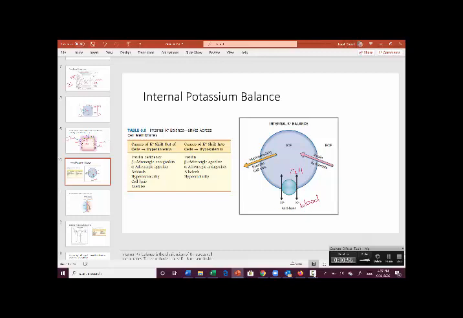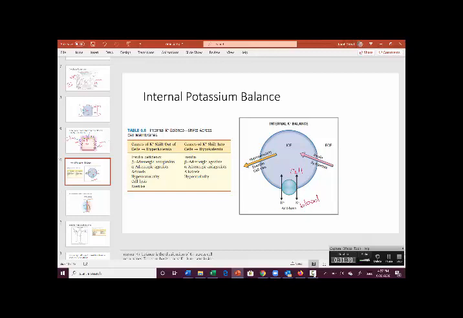A shift of potassium out of cells produces an increase in the blood potassium concentration called hyperkalemia. A shift of potassium into cells produces a decrease in the blood potassium concentration, called hypokalemia. The table here is telling you factors that can cause potassium to shift out of cells and lead to hyperkalemia, and factors that can cause potassium to shift into cells and cause hypokalemia.